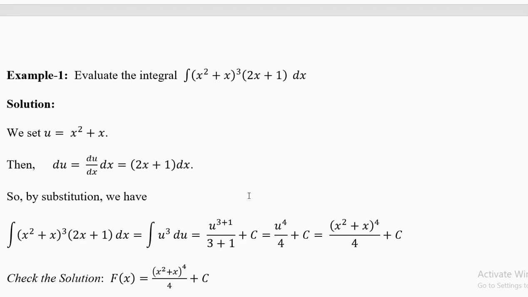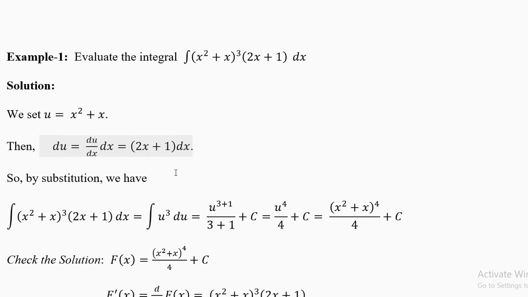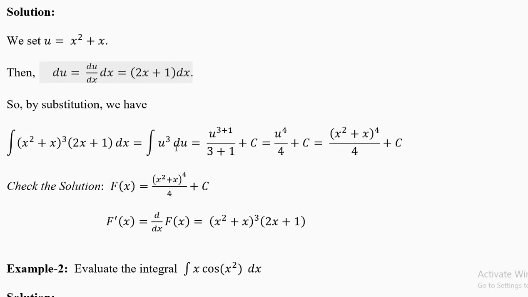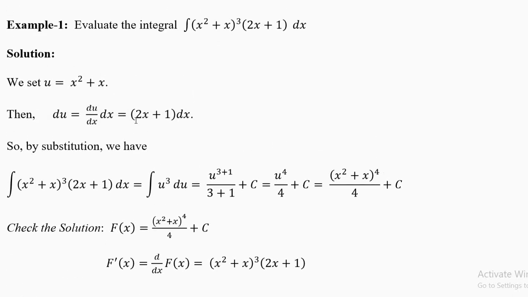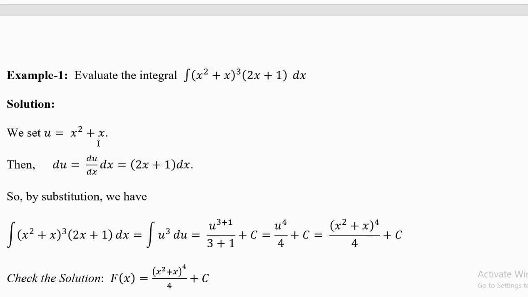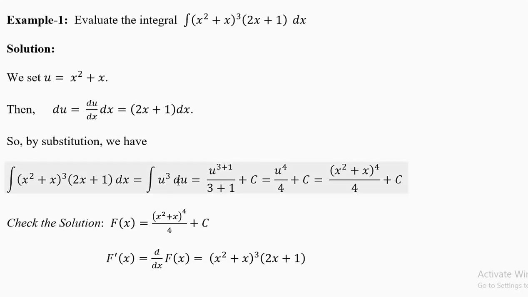Now all examples are similar. What is inside? That is u equal to x square plus x, du by dx is 2x plus 1. So you substitute back, you'll get u power 3 into du, because the derivative is 2x plus 1, which is sitting outside. So du equal to 2x plus 1 dx. So this quantity becomes your du, and this is u cube. So u cube du we have done before.